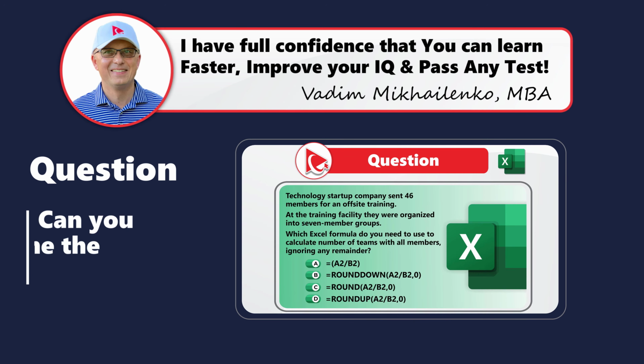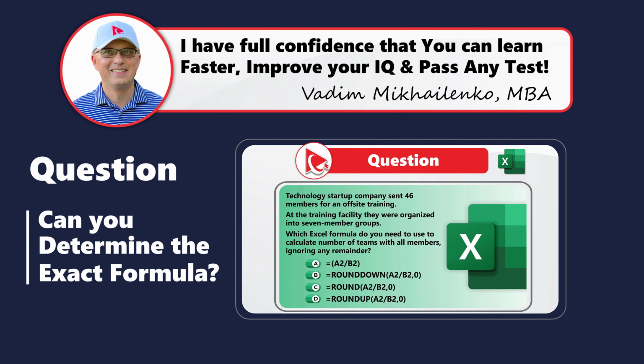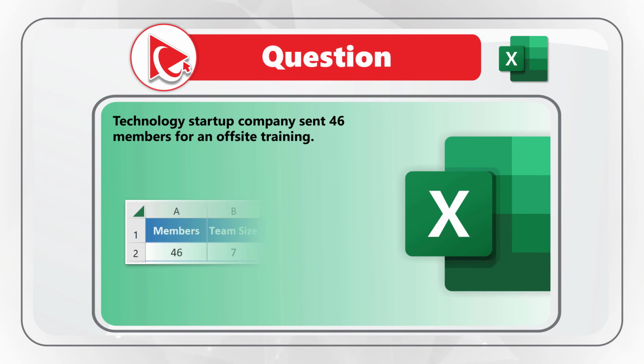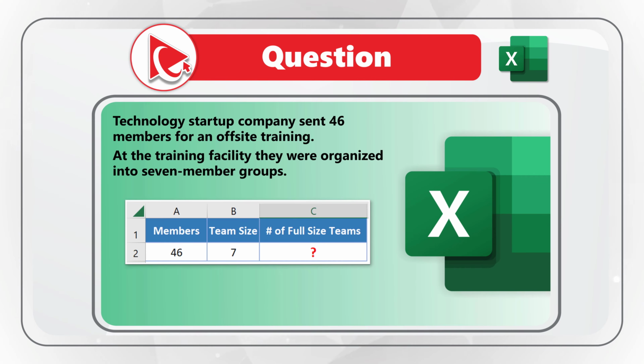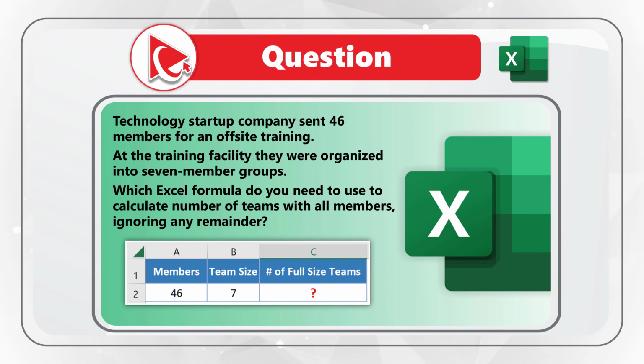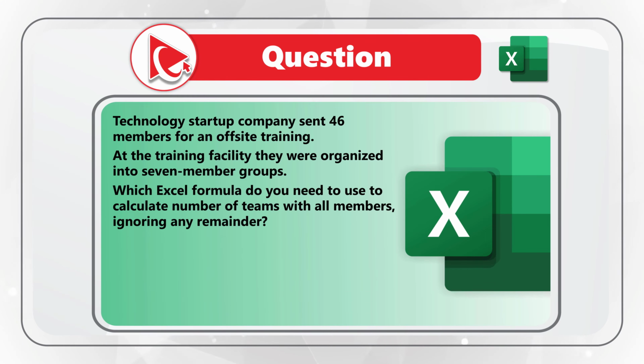Here's a very interesting question to test your knowledge of rounding in Microsoft Excel. A technology startup company sent 46 members for an off-site training. At the training facility, they were organized into 7 member groups. Which Excel formula do you need to use to calculate the number of teams with all members, ignoring any remainders? You're presented with 4 different choices.